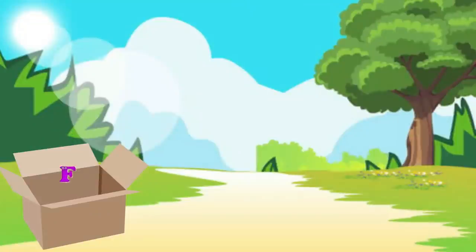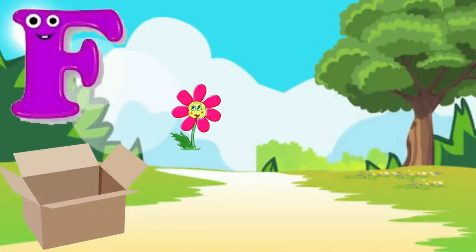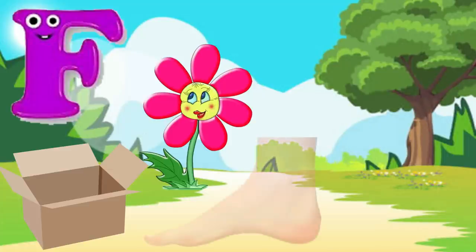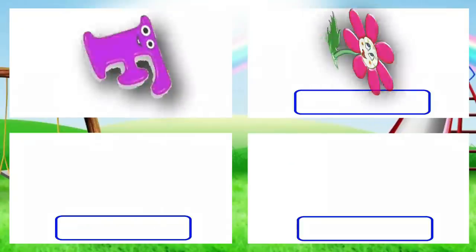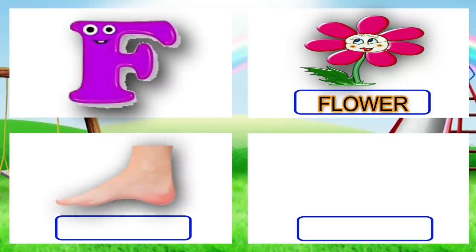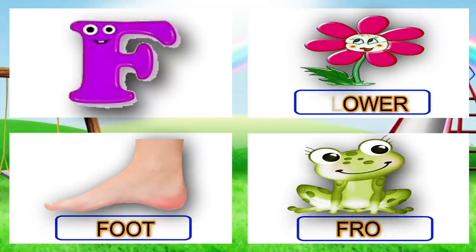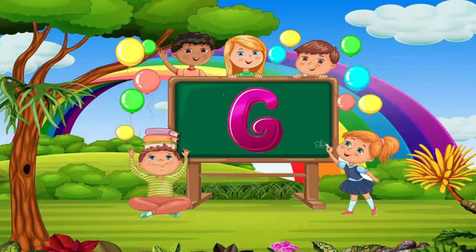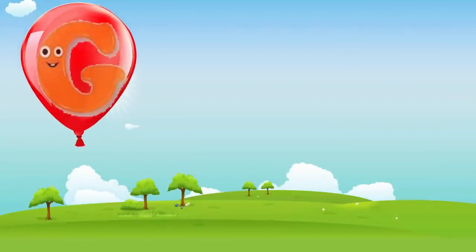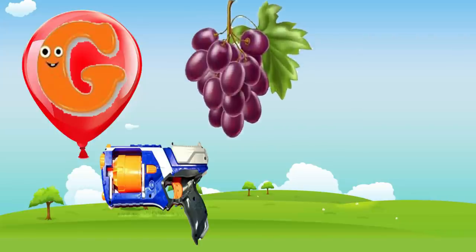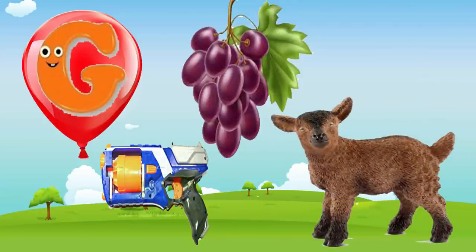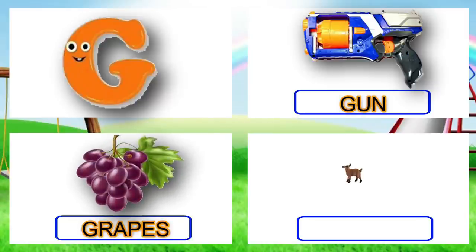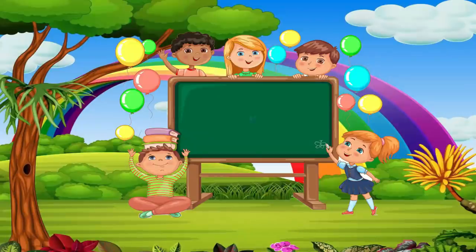F. F for flower. F for foot. F for frog. F for flower. F for foot. F for frog. G. G for gun. G for grape. G for goat. G for gun. G for grape. G for goat.